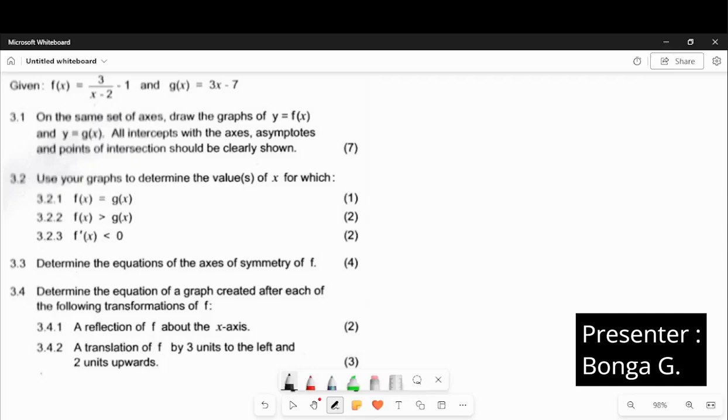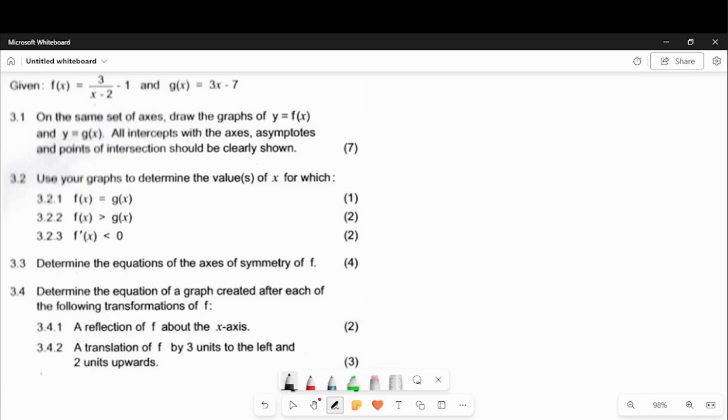Now, question number 1. We are given the function f of x is equal to 3 divided by x minus 2, then minus 1, and this is a hyperbola. And g of x is equal to 3x minus 7, and that's a straight line. The first question: on the same set of axes, draw the graphs of y equals f of x and y equals g of x. All intercepts with the axes, asymptotes, and points of intersection should be clearly shown, and that's for 7 marks.